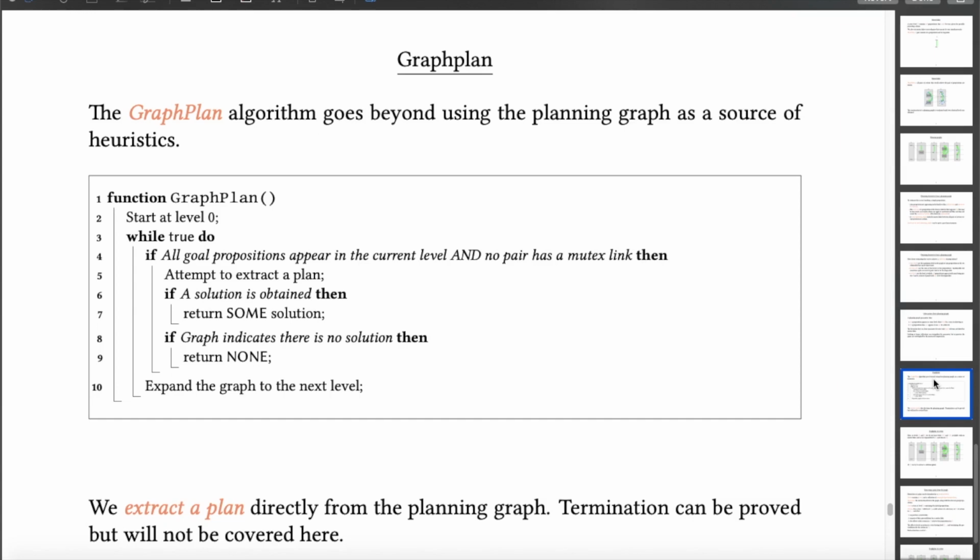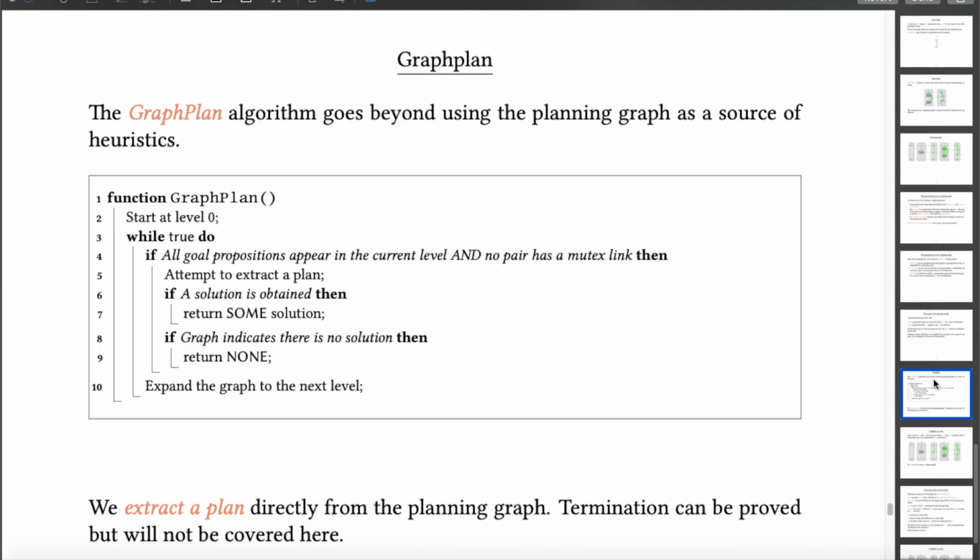And the idea is simple. If all the goal propositions appear in the current level of the graph, and no pair of them has a mutex link, then we're going to attempt to extract a plan. And I'll talk in a moment about how we go about that. If that's successful, we're done. If we can tell by analysing the graph that there is no solution, then we're done. Otherwise, we just expand the graph to the next possible level.